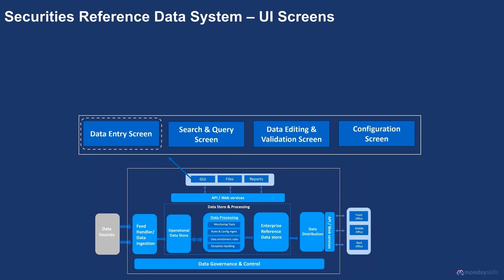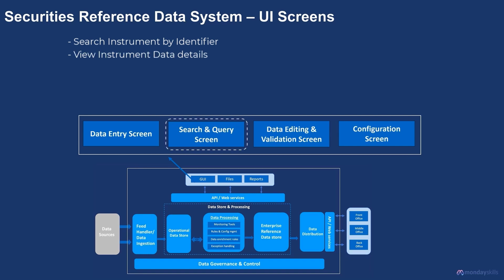These screens will have forms that users can use to fill in relevant information, such as security identifiers, names, issuers, pricing details, and other attributes. Search and query screens in the reference data system help users find specific securities reference data based on different criteria, such as security type, issuer, or identifier. Query screens allow users to create custom queries and filter reference data based on specific requirements.